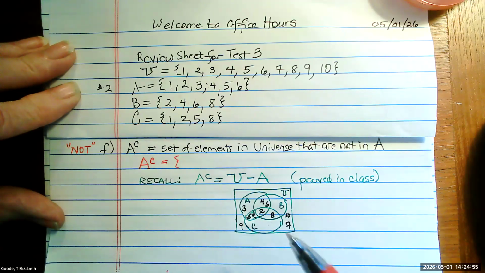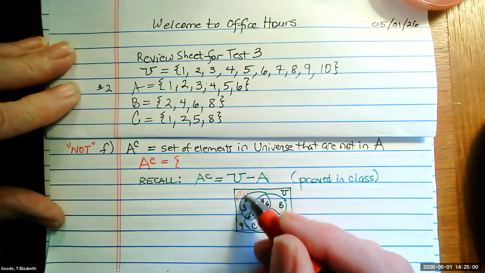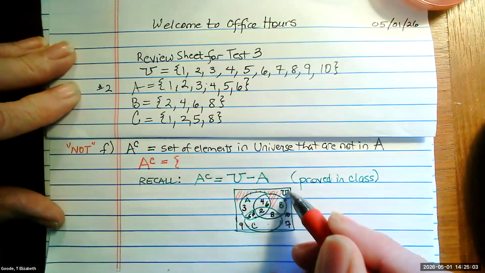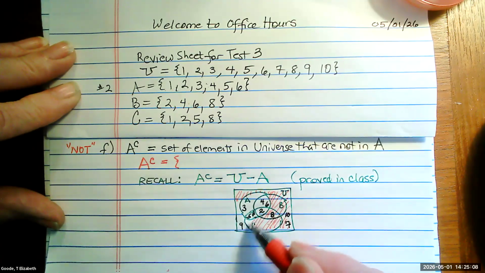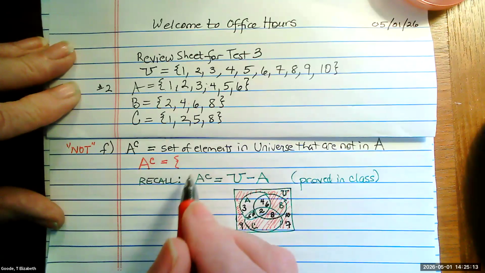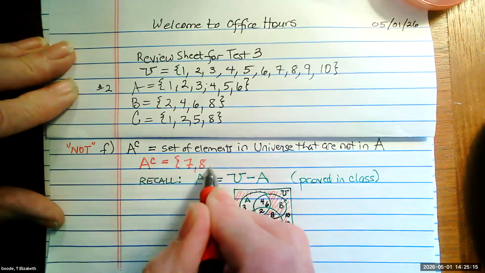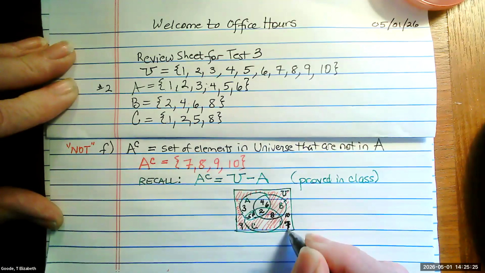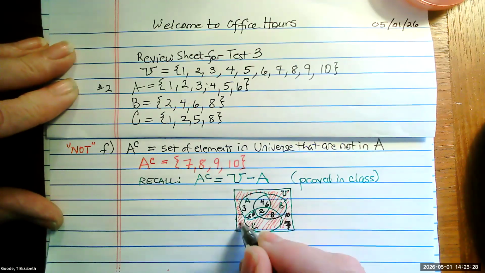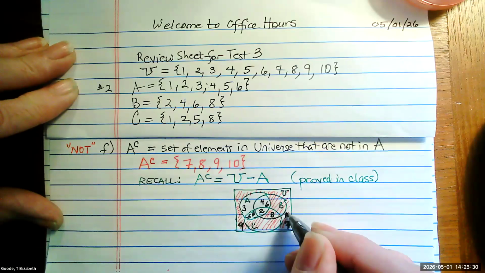All right, so A complement is everything that's outside of the circle that's A. I think you already told me what those elements are: 7, 8, 9, and 10. The seven is here, the eight is here, the nine is here, and 10 is out here.